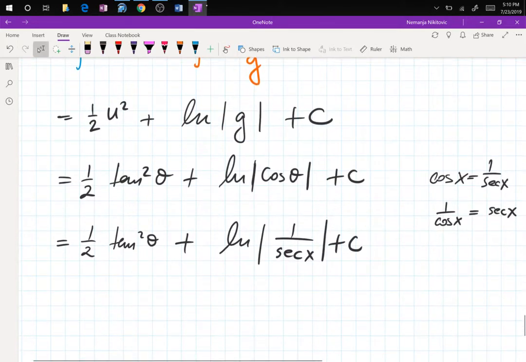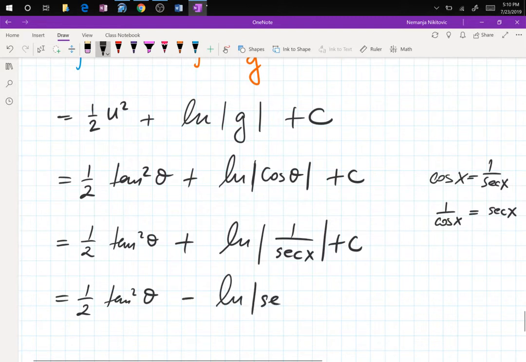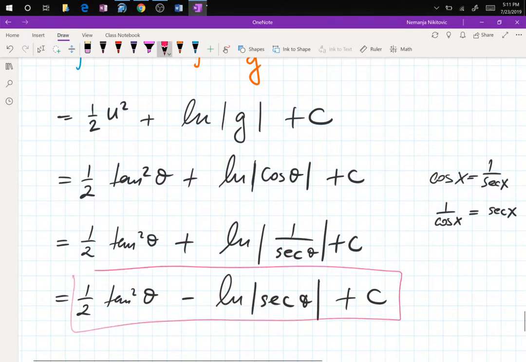Now, this could be it, but we can still make it better by stealing a minus sign from the plus, and then that would flip the fraction inside. So 1/2 tangent squared theta minus ln of secant x. Wait, I have thetas and x's. It's supposed to be thetas everywhere, right? Thetas, there we go, theta, plus c. So that will be the best answer, because now the functions are aligned.